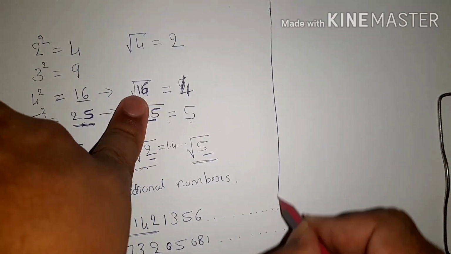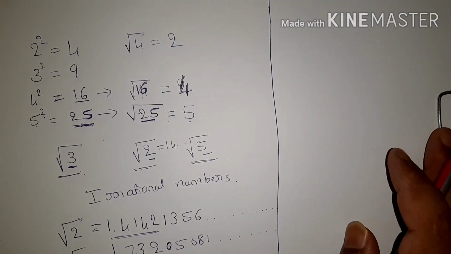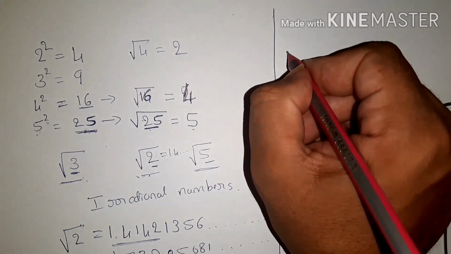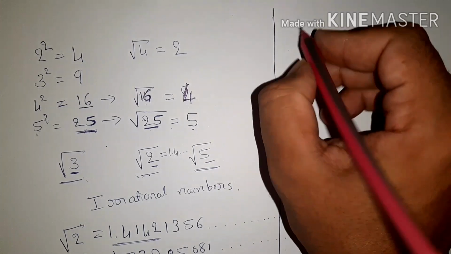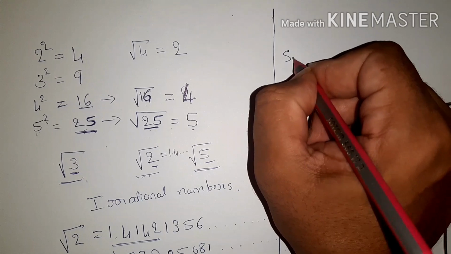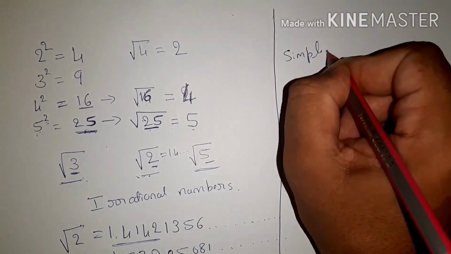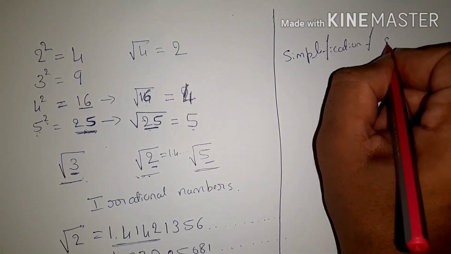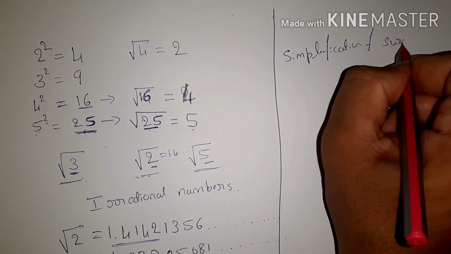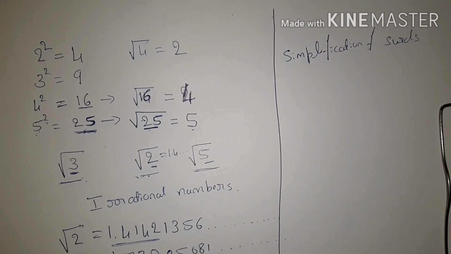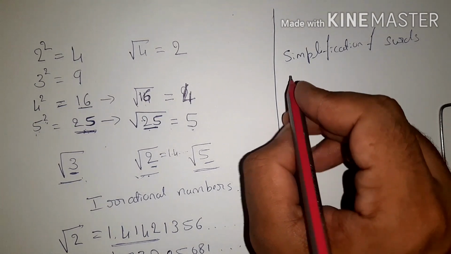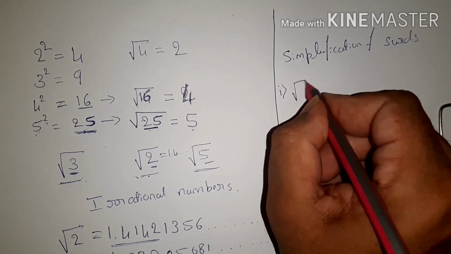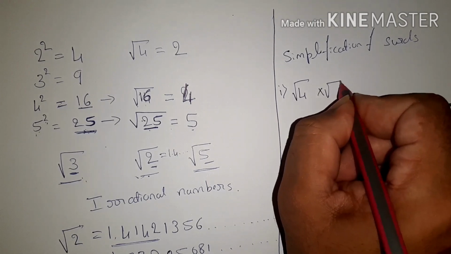Now that we have learned about surds, we'll go for the next concept. We'll discuss those basic concepts. Just have a look. The first thing is simplification of surds. Now we start solving. The first type of simplification is square root of 4 into square root of 4.